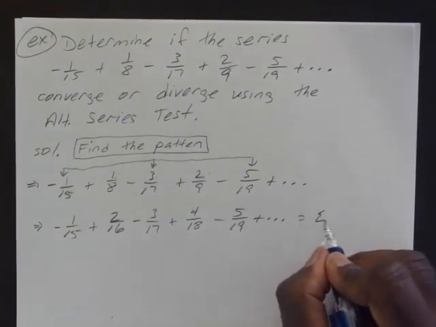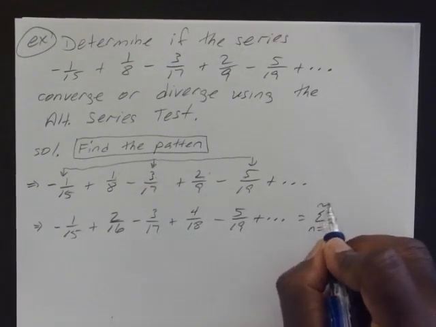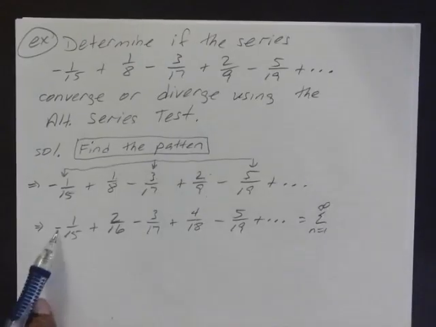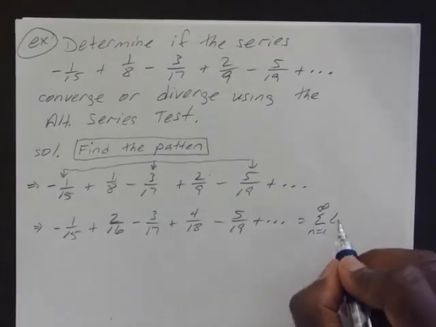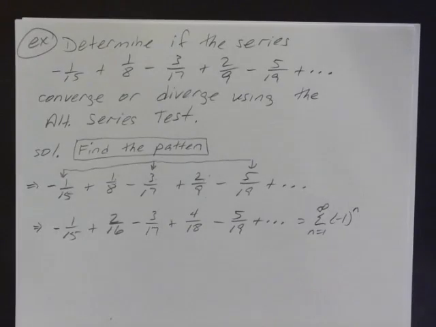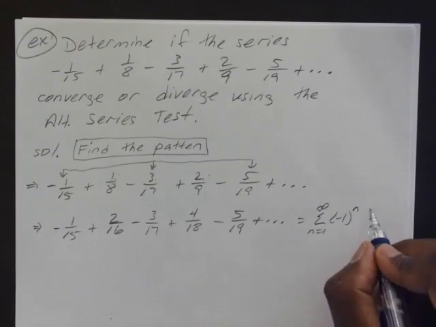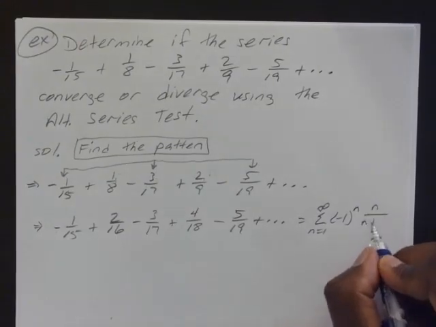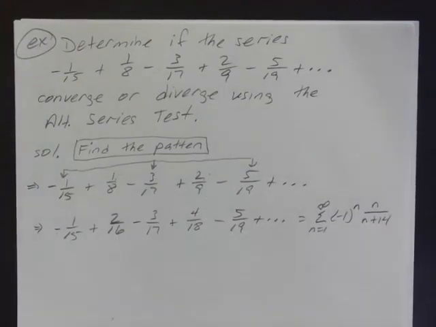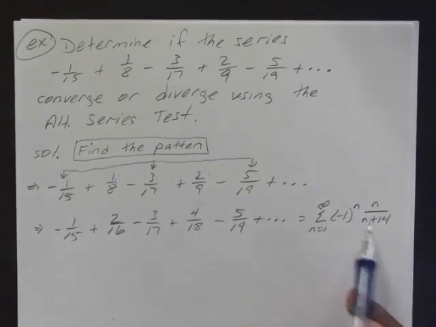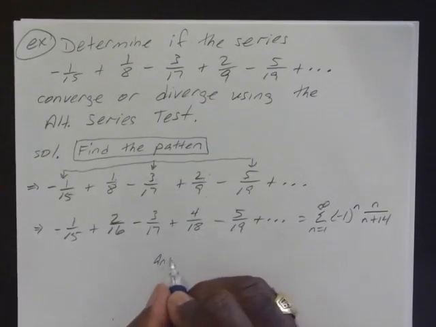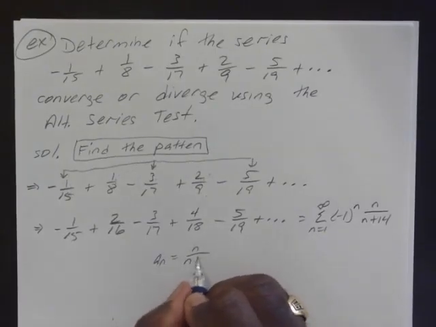So that's equal to the sum from n equals 1 to infinity. And remember, when that first term is negative, you want to make that negative 1 to the power of n, times n divided by n plus 14. Okay, so we finally found our a sub n is equal to n divided by n plus 14.